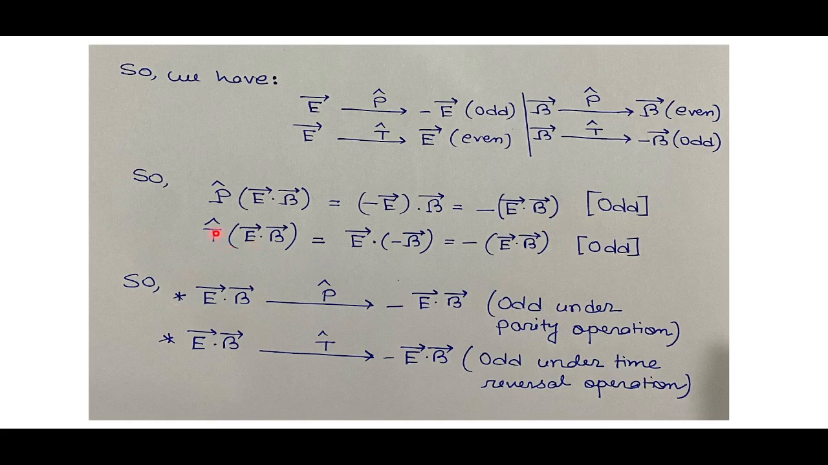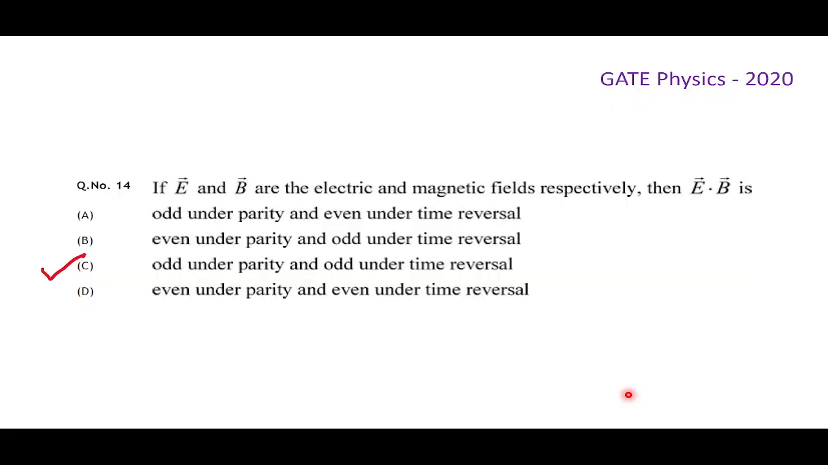So under time reversal, the same thing will happen, but in this case, the B vector will change its sign. So effectively, we get minus E dot B. So it is odd, right? Odd under time reversal operation. So E dot B will change its sign under parity operation as well as time reversal operation. So it is odd under parity and odd under time reversal. Is it clear? Yes, sir. Okay, so your option C is correct, right?